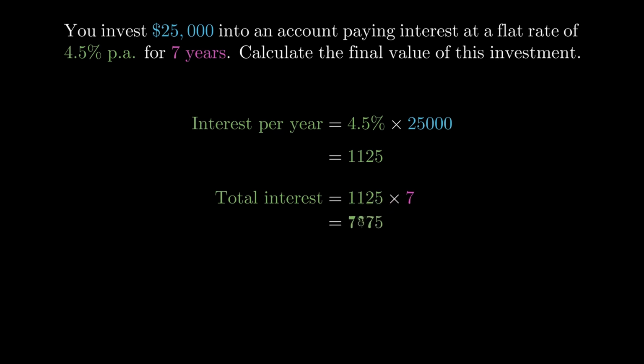And we get $7,875. Now, we're not done yet because we want the final value of this investment. All we've calculated is the interest, which is the extra amount that the bank pays us.